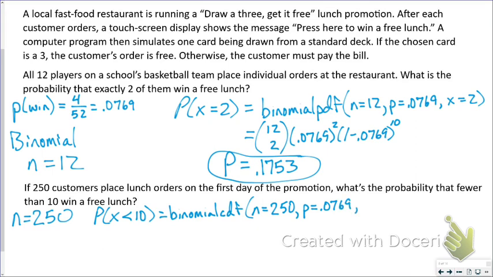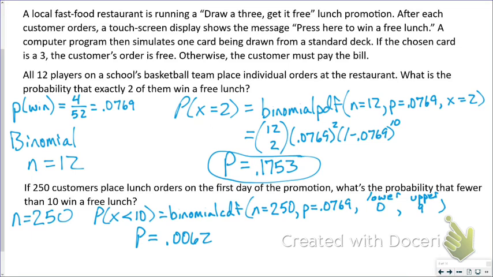This time there's a lower and upper. So the lower would be 0, because there could be 0 wins. And the upper needs to be 9, because it says fewer than 10. So what the calculator is about to do is do that whole binomial process that we wrote up there, that formula, 10 times, and it'll add each one up. And it does it in a heartbeat. Very nice. So when you do that, it is 0.0062. Very unlikely that it's going to be fewer than 10 people.